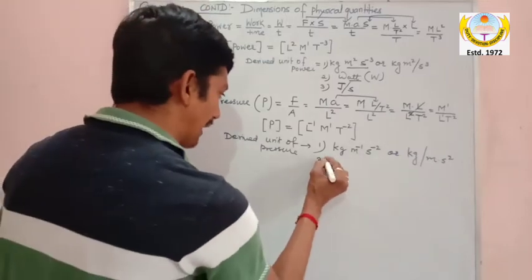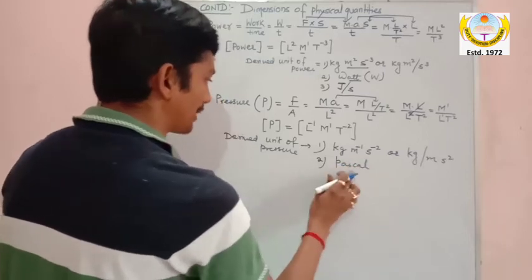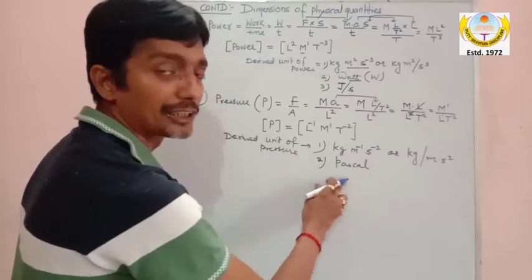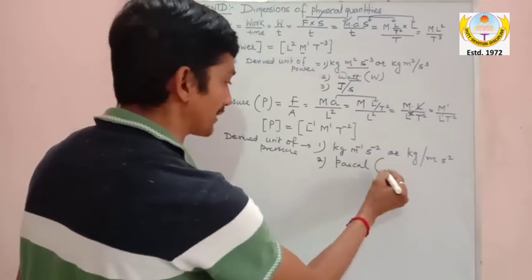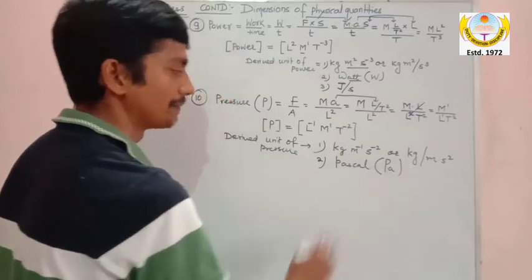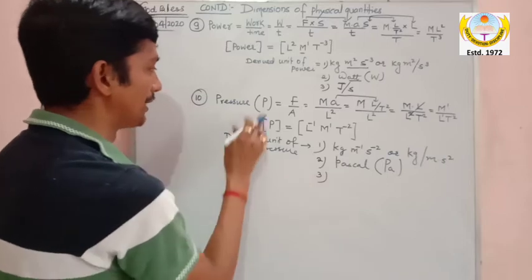And the second unit, my dear, the second unit is Pascal. Pascal is the unit of pressure, PASCAL, all letters small because it is the name of a scientist. The symbol is capital P small a, Pa. That is the symbol.